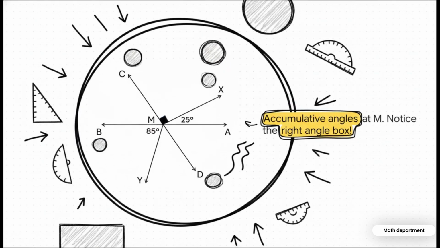Okay, let's level up with one more diagram from your classwork. This one features angles around a central point M, and it includes an 85-degree angle, a 25-degree angle, and yep, there's our sneaky little right angle box. We also have ray MD and ray MY in the mix. This is a classic accumulative angles problem, and the real secret to solving it is just careful observation.